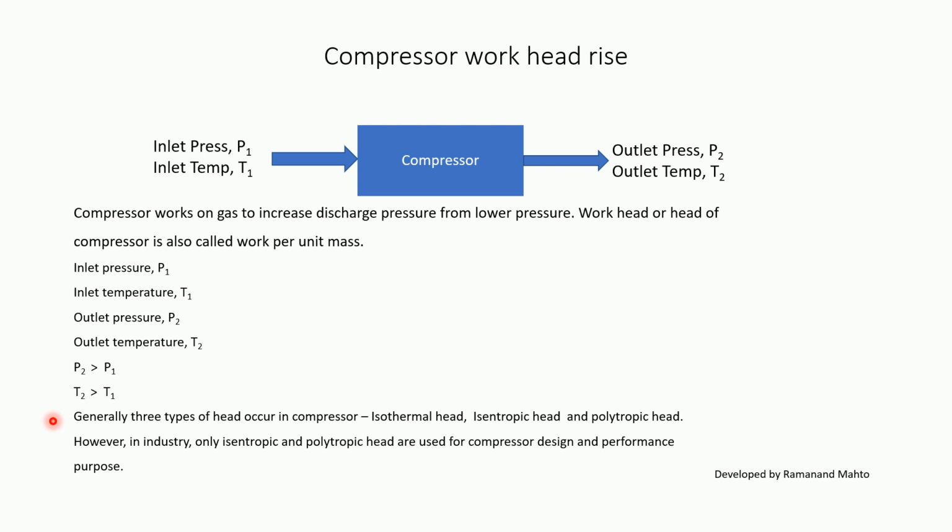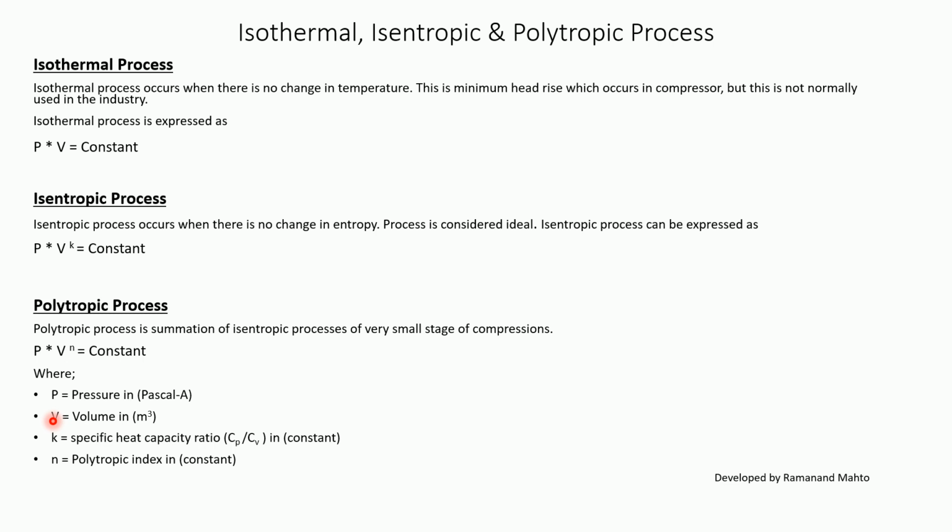Generally, three types of head occur in compressor. One is called isothermal head, another is called isentropic head, and third is called polytropic head. However, in the industries, only isentropic and polytropic head are used for compressor design and performance purposes.